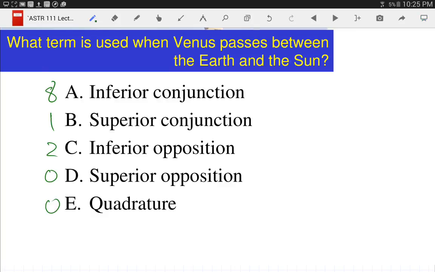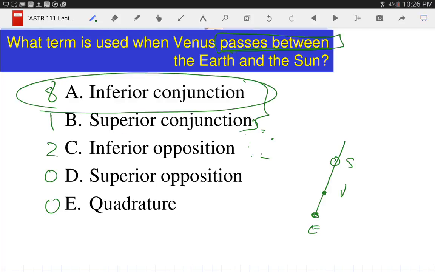Now, I think the key to answering this is "passes between," right? Passes between means that you have, here's the Earth, here's Venus, and here's the sun in a straight line. If it's not on the opposite side, it's not an opposition, it's a conjunction. So it had to be one of these 3, and then one of those 2. Then we say, okay, superior: was Venus farther away than the sun? Nope. It was between, so it had to be inferior conjunction.